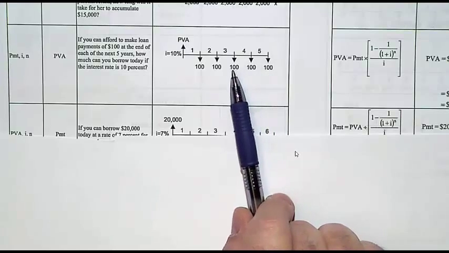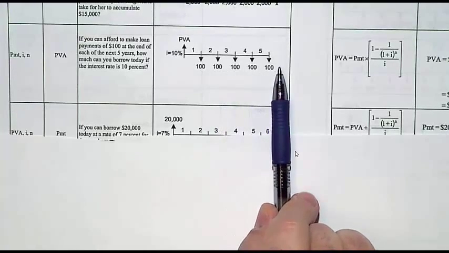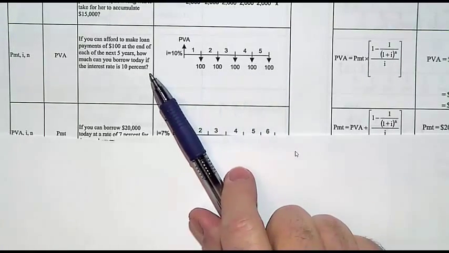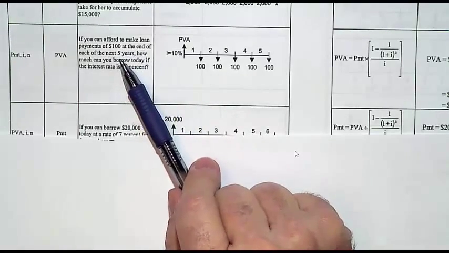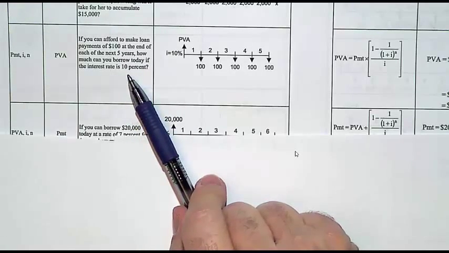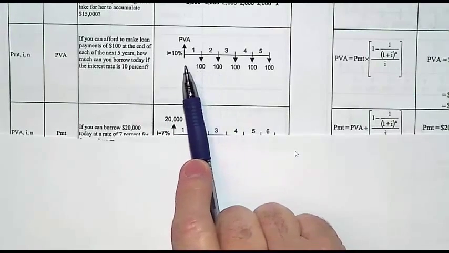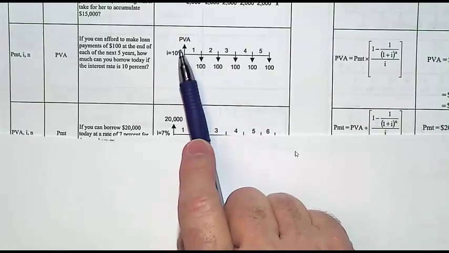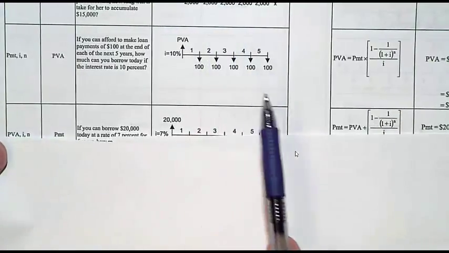Or we could solve it as a present value of an annuity problem, since they are all equal payments and consecutive payments. So this problem says if you can afford to make a loan payment of $100 at the end of each of the next 5 years, how much could you borrow today if the interest rate is 10%? So this is not unlike calculating the value of a home mortgage that you could take out, or car. If you have an amount that you can budget to pay, and you know what the rate is, and you know what the number of time periods is, how much can you borrow? So this is very much a real life kind of problem.